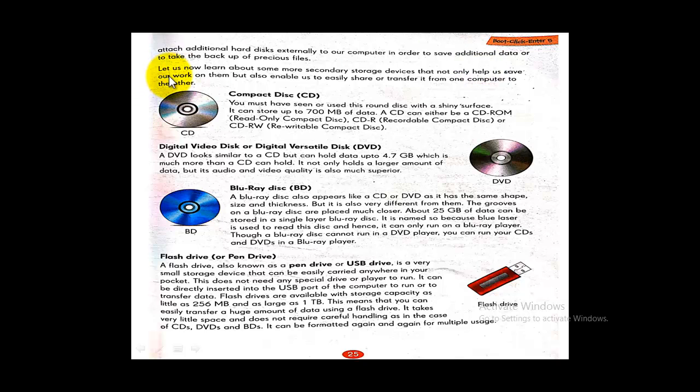Let us learn about some more secondary storage devices that not only help us save or work on them, but also enable us to easily share or transfer it from one computer to the other.